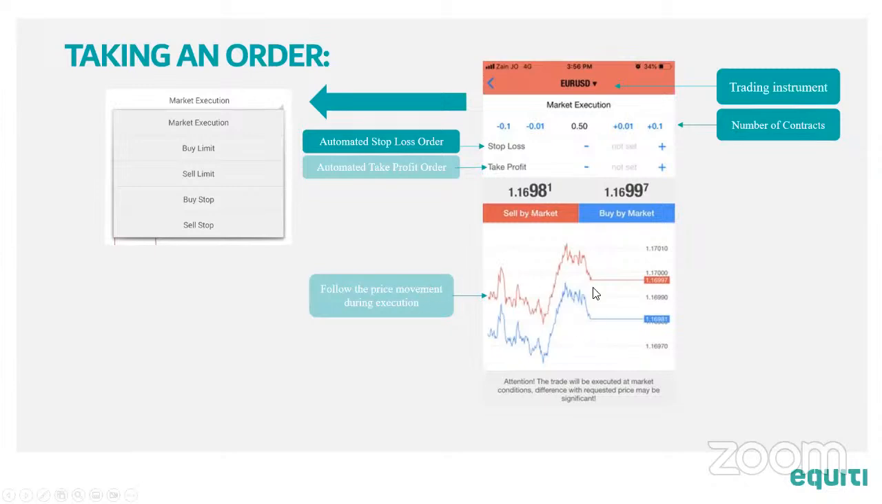Now, these lines over here are basically the price movements during an execution. So let's say I bought the EURUSD right now at 116.997, and then I saw that it's going down. What do I want to do? It's going down. So will I close my position? Will I wait? Will I adjust my take profit? Will I adjust my stop loss? All these things are super possible for you to do. That's why it's really easy to use MT4. You can adjust your positions.